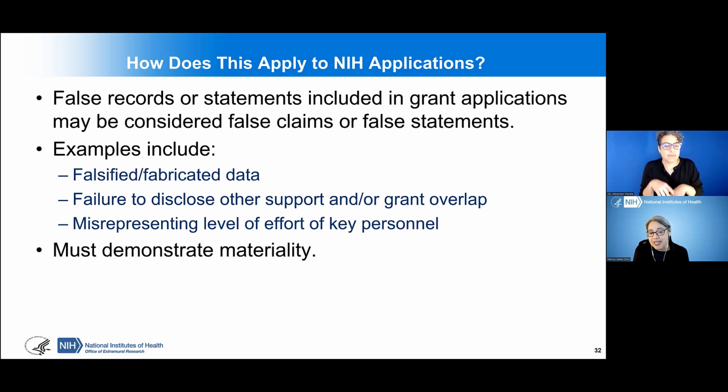And also misrepresenting the level of effort of key personnel. You want to make sure that the people who are working on the grants are actually doing the work, okay? And then for these cases, there also must be a determination of materiality. So it has to show that it did affect the decision of the funding agency to make the award.